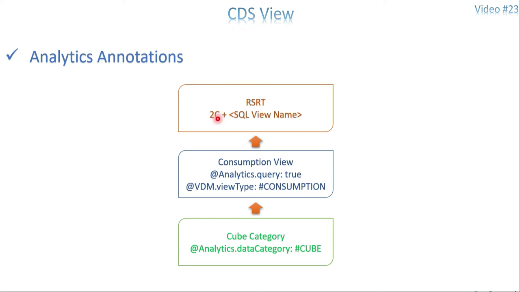So the combination is 2C and your SQL name, and the same way you have to find it in the table also if it is required. So this is the hierarchy. I'm going to have one dimension and cube and then consumption, and finally it will reach my RSRT. I'm going to explain this part first, then add a few more annotations in my CDS view, then I will show you how it reflects in the RSRT transaction.